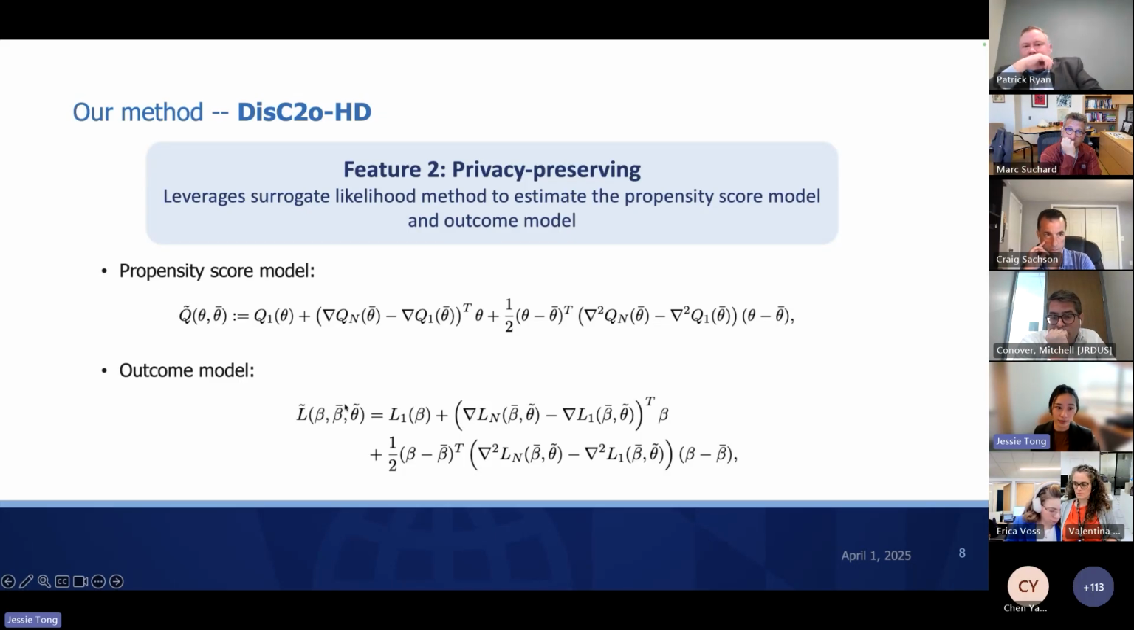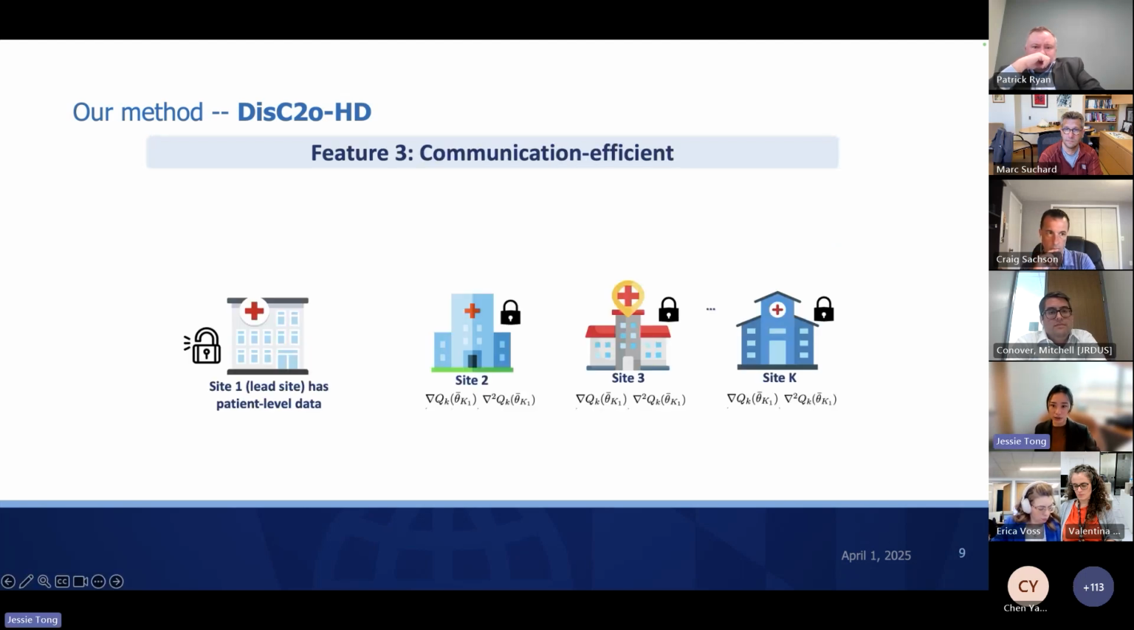So the idea of this surrogate likelihood function is that we only collect the gradients and also the Hessian matrix from each site to reconstruct this surrogate likelihood function, so that in this way we can protect patient privacy, because in this procedure, only summary level statistics are required. And also, the proposed method is communication efficient by using the surrogate likelihood idea.